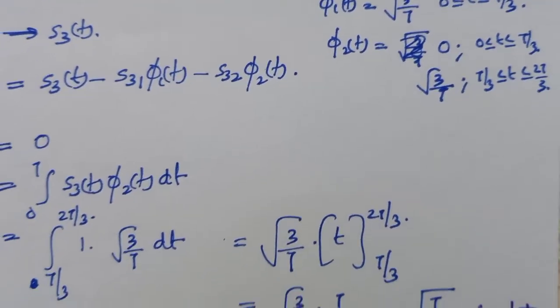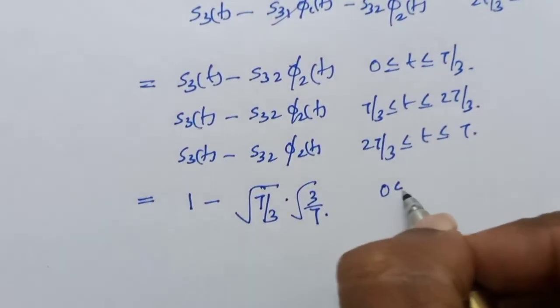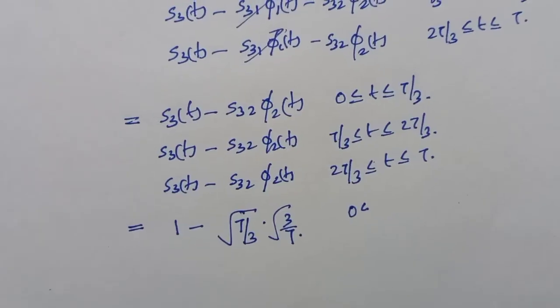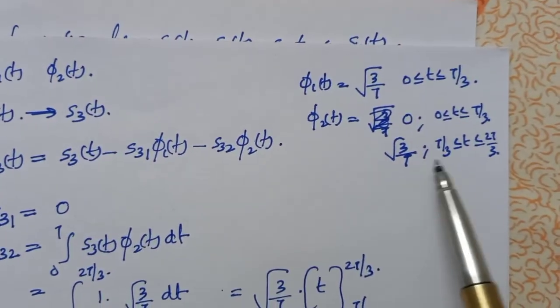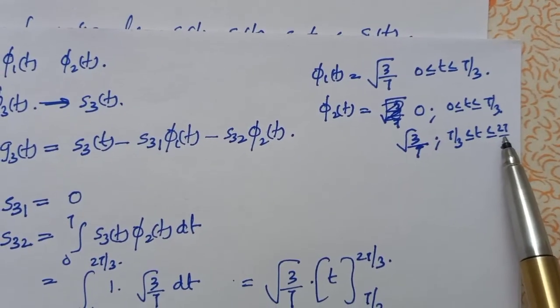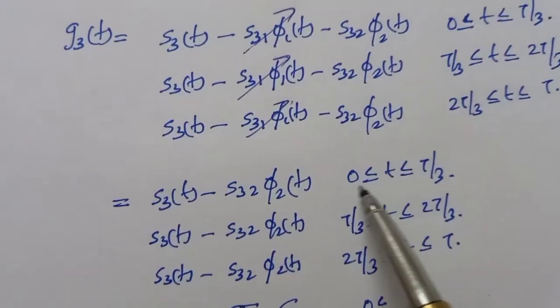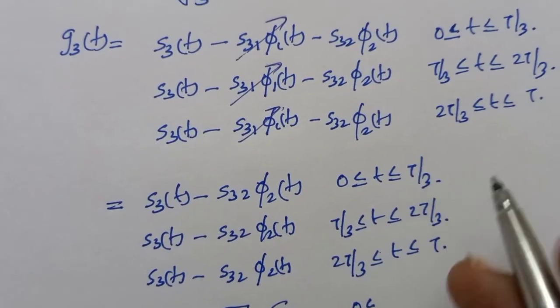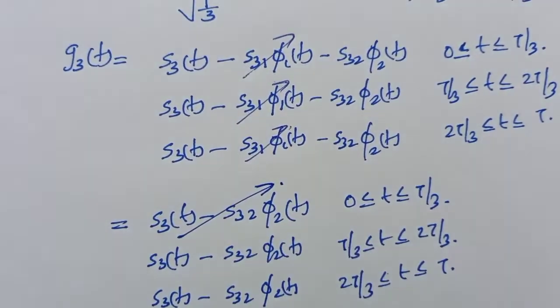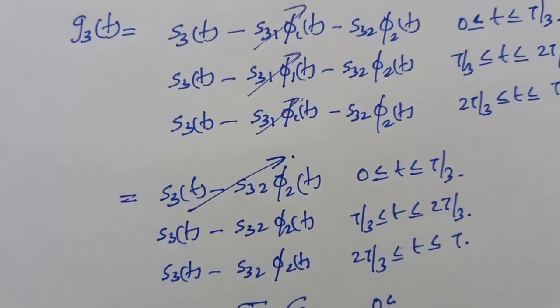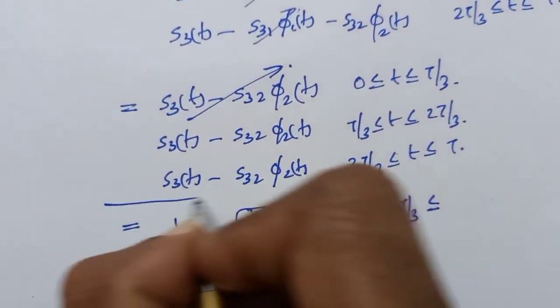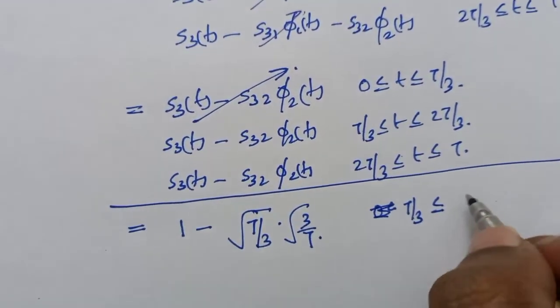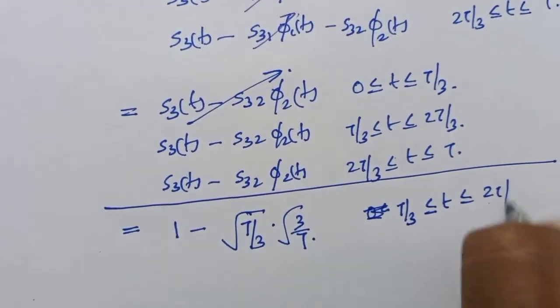So this will cancel, for 0. But we know that phi2(t) ranges from T by 3 to 2T by 3 only. So there is no component of phi2(t) in the range of 0 to T by 3. So I will say that this will be 0. So only the component remaining will be for T by 3 less than or equal to t less than or equal to 2T by 3.